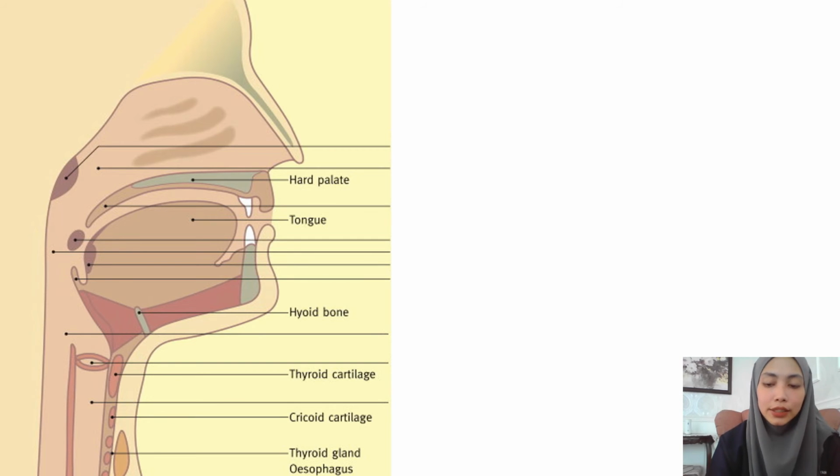So slide ni just nak tunjuk a few, or to give some idea kenapa upper airway obstruction adalah indication untuk kita buat tracheostomy. Dan selalunya obstruction tu bermula dekat kawasan oropharynx.